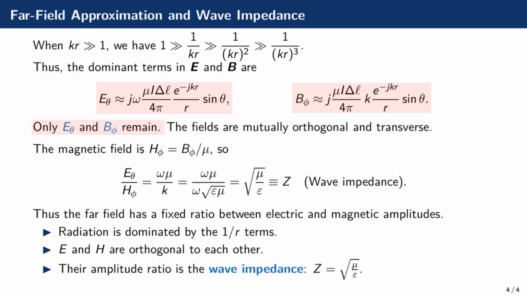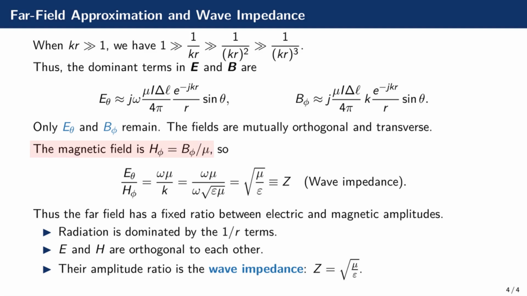In the far field, only E sub theta and B sub phi remain. So the electric field and the magnetic field are perpendicular to each other, and both are perpendicular to the propagation direction. Finally, let us examine the ratio between the electric field and the magnetic field.